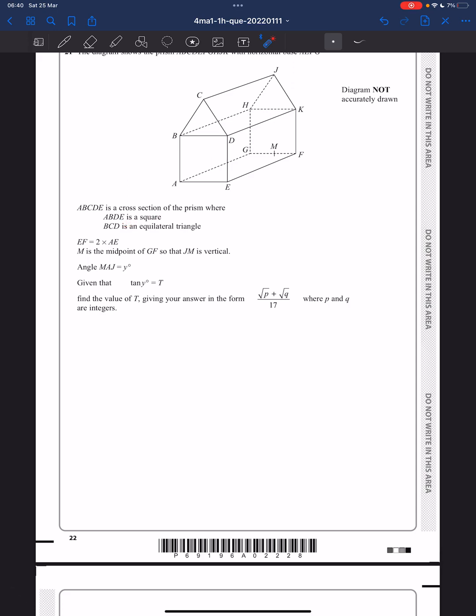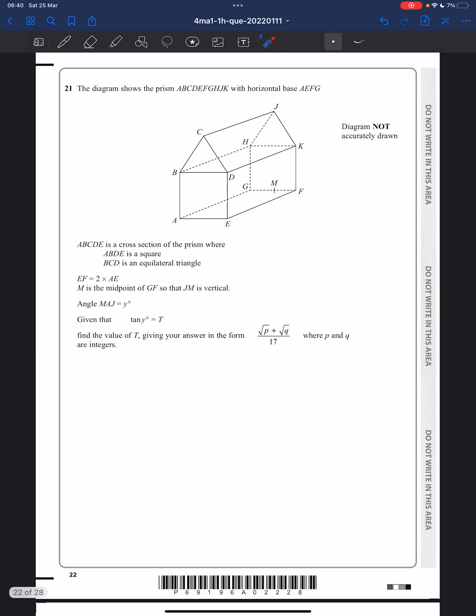AB, DE square, equilateral triangle. E to F is 2A to E. Okay, it's got equilateral triangle, square, and that is double that one. M is the midpoint of GF. J to M is vertical.